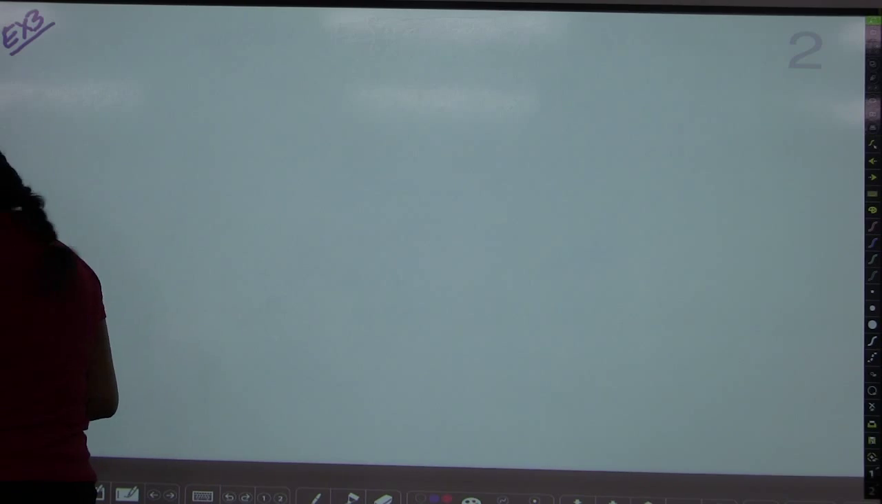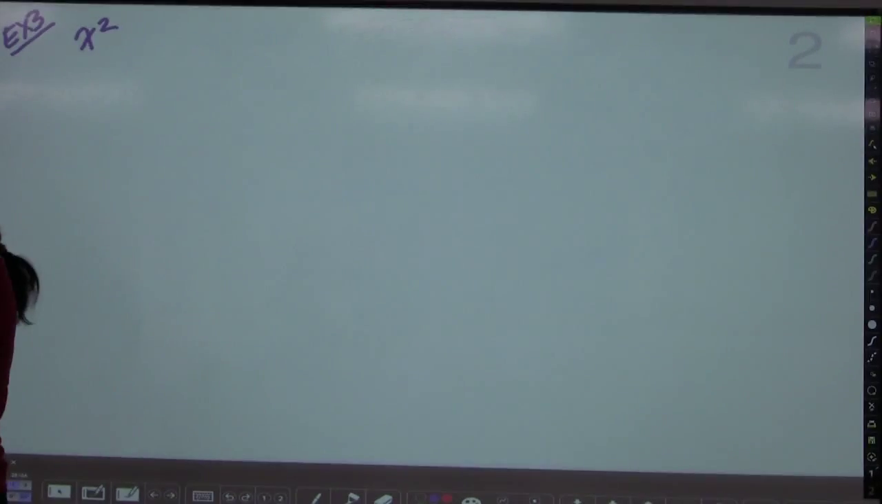And so example 3 is a quadratic, I believe. And we're skipping it. We're not skipping example 3, we're skipping example 2.